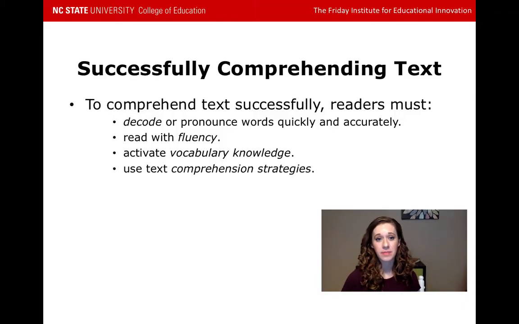Of course, activating schema is only one part of reading and understanding a text. To comprehend a text successfully, readers must, of course, be able to decode or pronounce the words quickly and accurately. So upon seeing a word, they know what it is and they know what it means and they don't have to think about it. So we want to make sure we're working with readers to get them there if they're not already there.